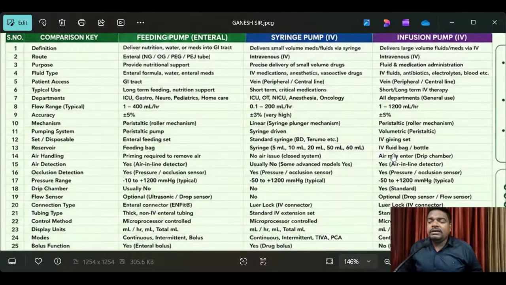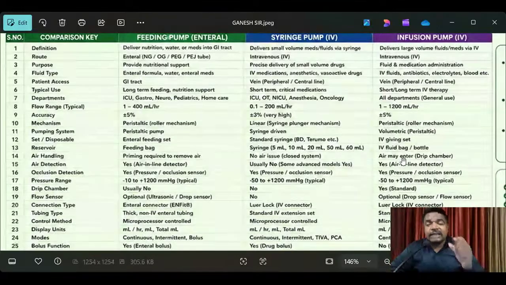Now infusion pump, come on. Here it is an IV fluid bag or bottle. Understand? Air handling here: air may also enter the drip chamber. For this purpose, what do we have to do? Priming is very important. Understand? So in a syringe pump, sometimes air bubbles are available. Infusion pump also. So we have to do the priming. Priming is one type of flushing. So flushing we have to do.